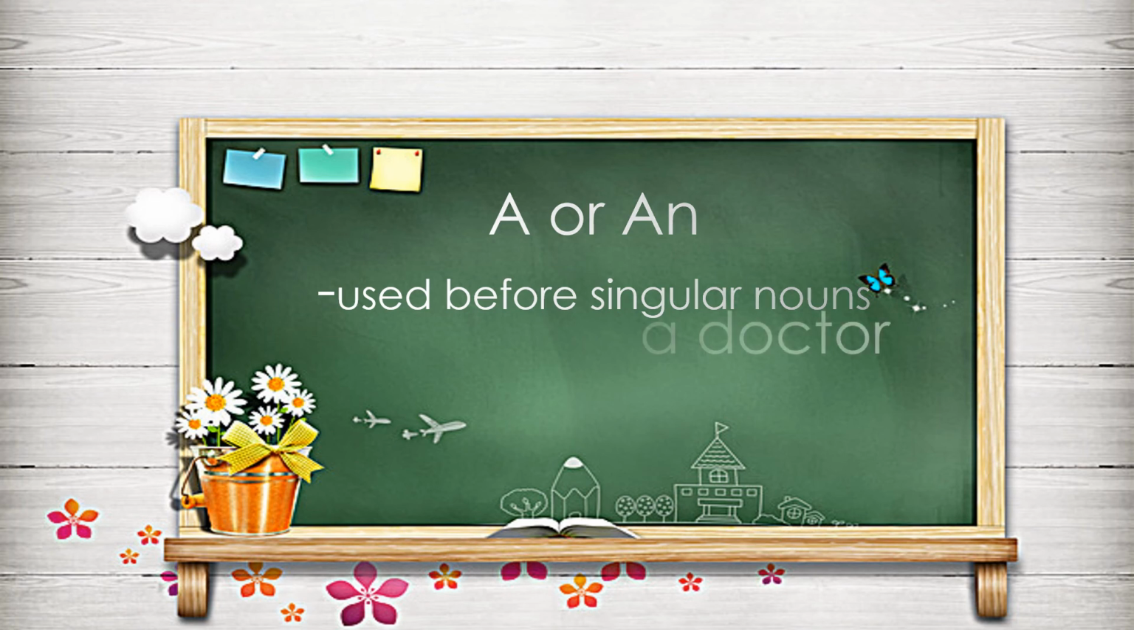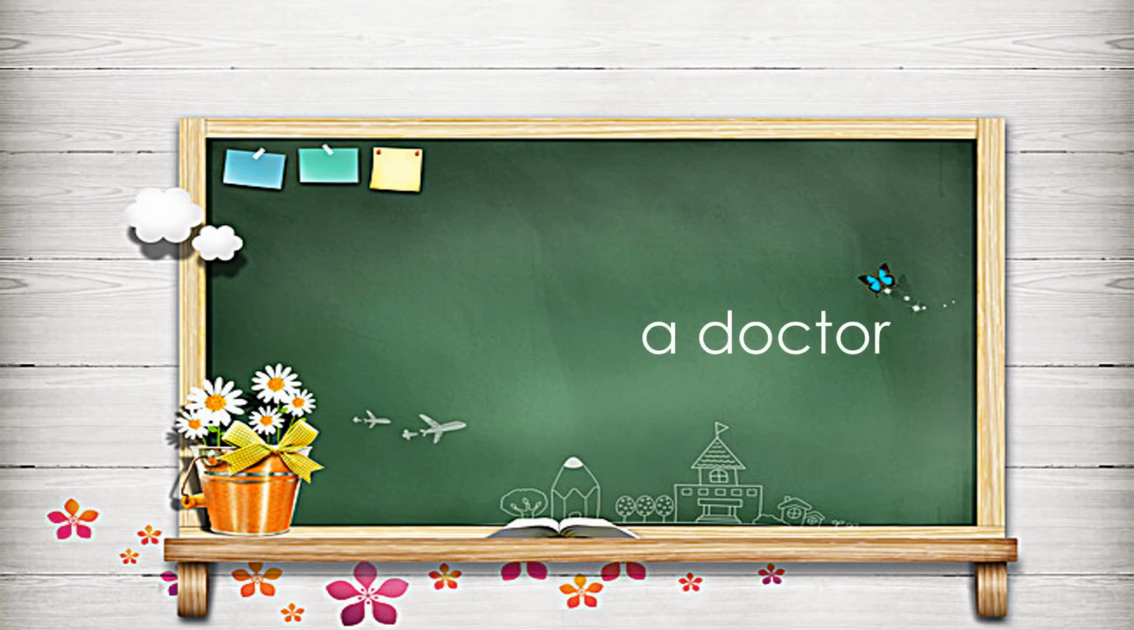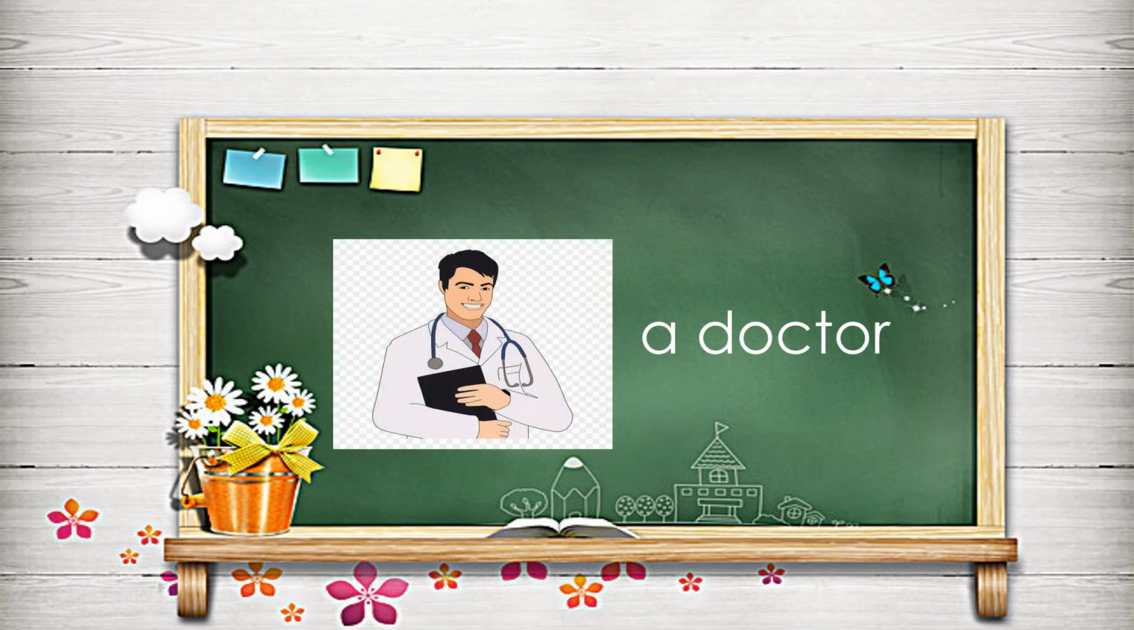Let's have this example. We say a doctor. How many doctors do you see? Only one. That's why we say a doctor. We use a because a comes before a word that begins with a consonant sound. The word doctor begins with a consonant sound d. That's why we say a doctor.